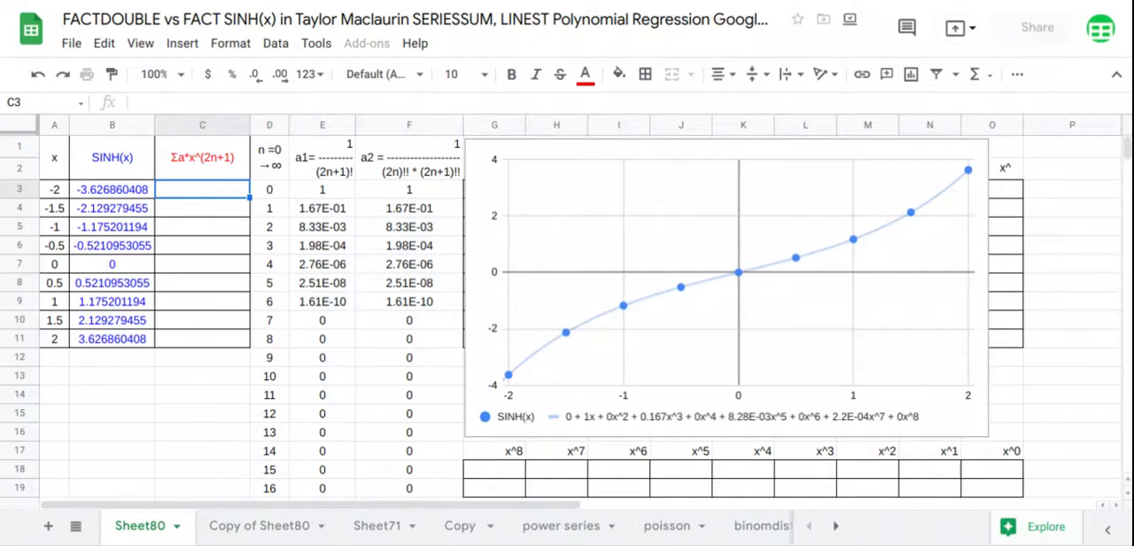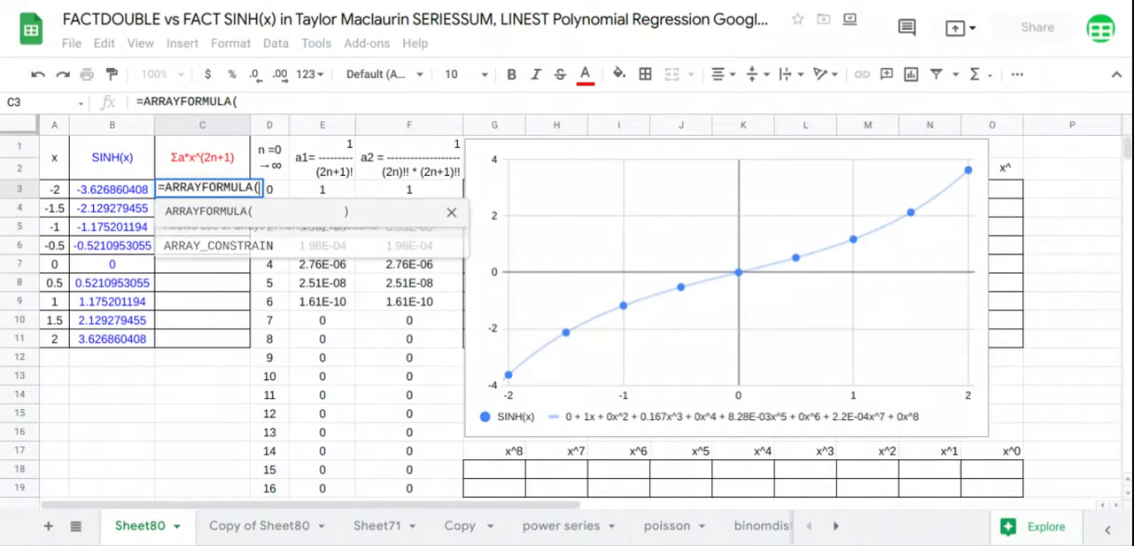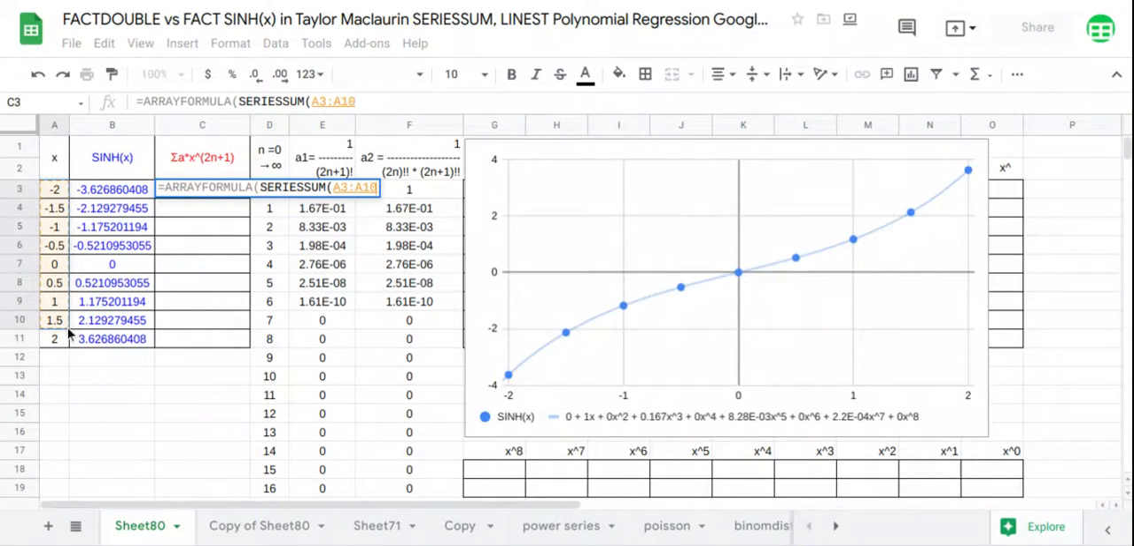Now we can calculate the series sum expansion. Array formula, series sum of the x values raised to the power 2n plus 1. So 2n plus 1 starts from, at n equals 0, so 0 plus 1, 1. So it starts from 1. Followed by 2 times 1 plus 1, 3. Then 1, 3, 5, 7, 9. So the interval is 2. And the coefficient, we can use double factorial or factorial. We can start with the double factorial.